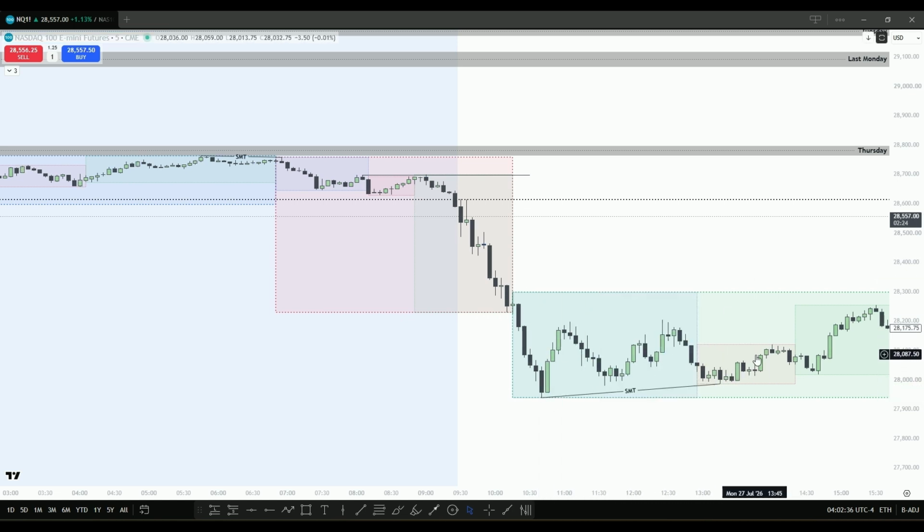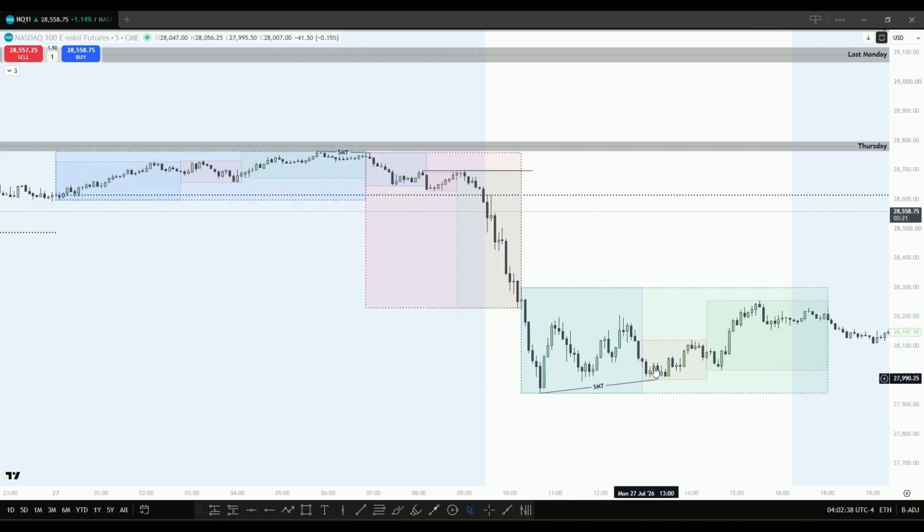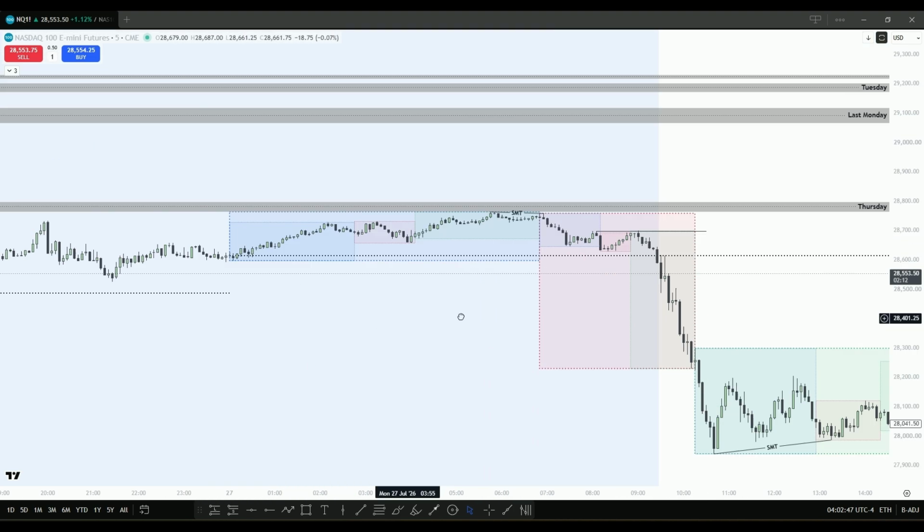And then for the rest of the day, not much going on. This here during the beginning of PM session was probably the best opportunity if you didn't position yourself during pre-market open.